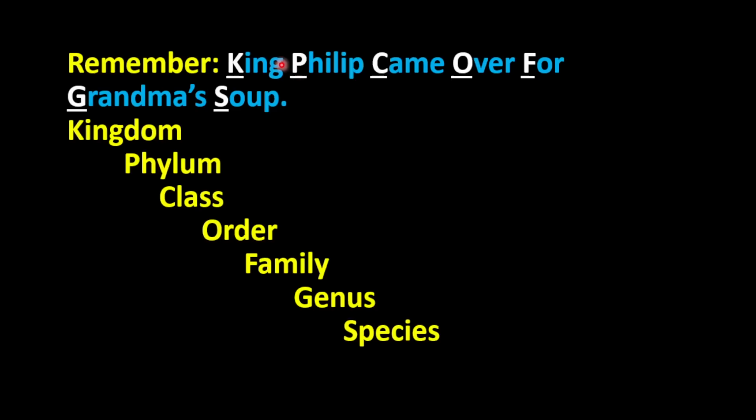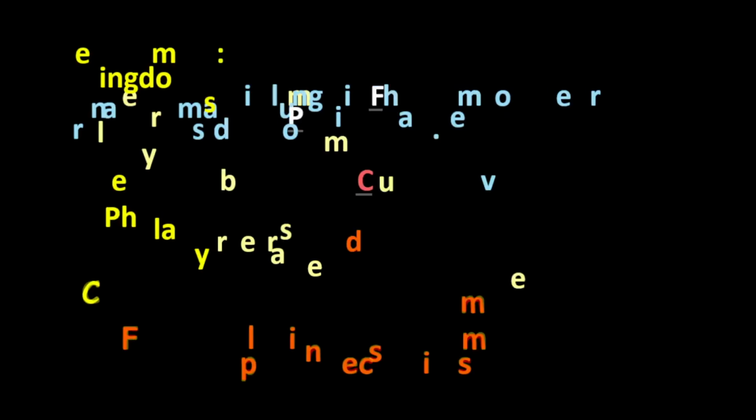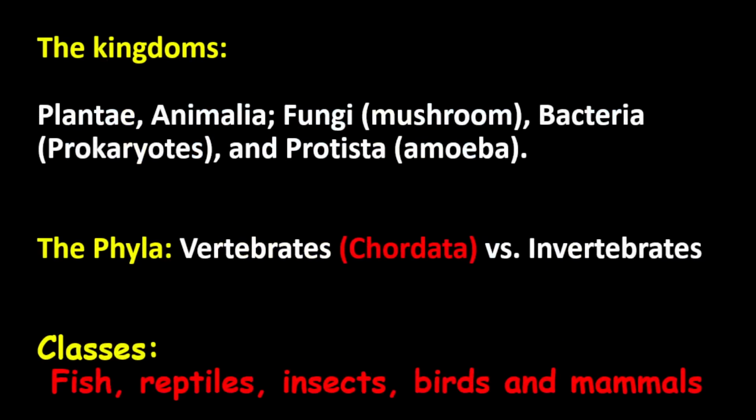A way to remember this is that King Philip came over for grandma's soup. Back in the days when I used to go to high school, I used to remember that King Philip came over from Great Spain. But of course, as we go on, we change things and also adopt new concepts. But once you remember it, it will be good. All right. Now, again, a point to note is that you must know the specific kingdoms. For example, the plantae kingdom, the animalia, fungi, including mushroom, bacteria. All right, and bacteria is a prokaryote, just to make mention of that.